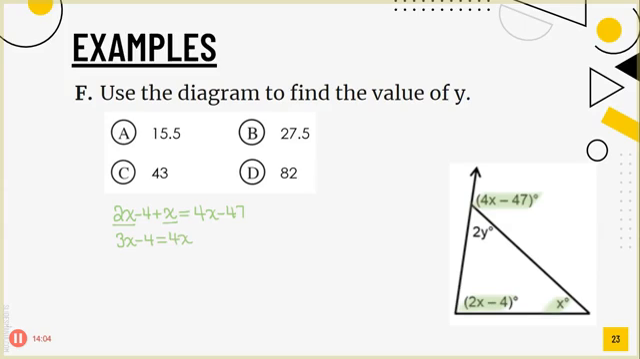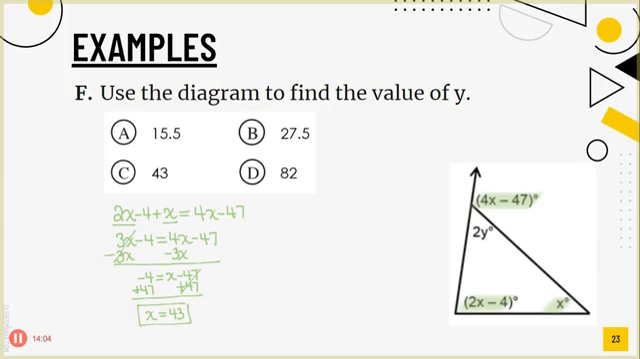I'm going to choose to move my X's to the right so that my X's stay positive. So I now have negative 4 equals X minus 47. And then I'm going to add 47 to both sides. And I end up with X being 43. So X is 43. Now, it did not ask me to find X, it asked me to find Y.